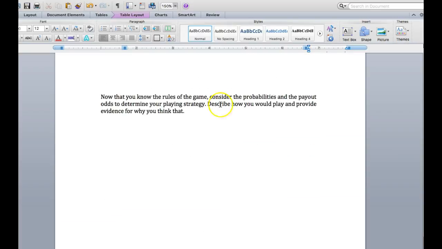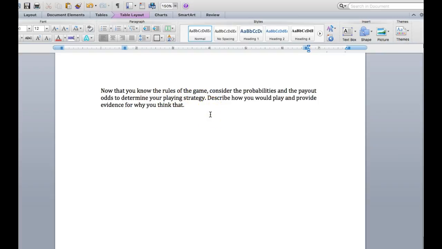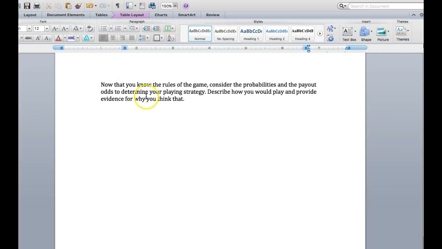And then finally, now that you know the rules of the game, consider the probabilities, consider the payouts, and then determine your playing strategy. Describe here how you would play, and then provide evidence. Don't just make up something like, oh, I just throw chips here and there. Actually base it off the probabilities and provide evidence why you think that that's the best way to play.